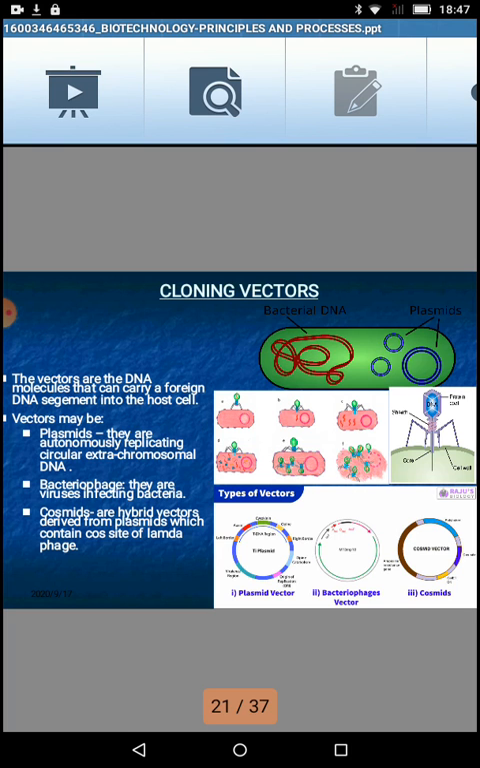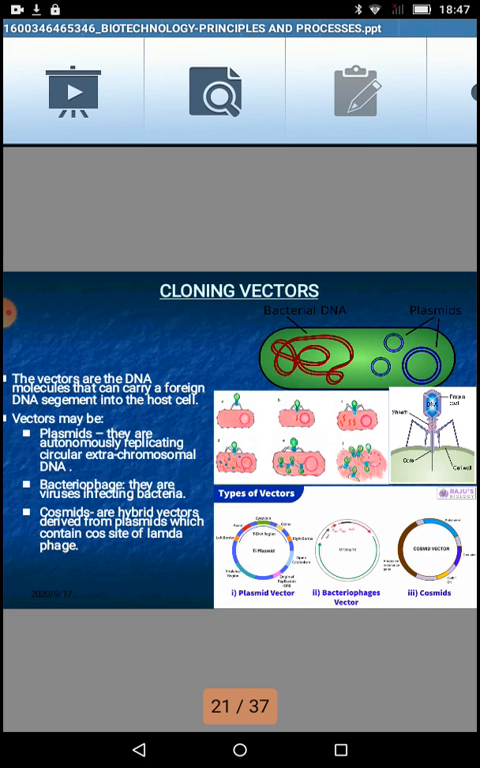Bacteriophages, we all know what they are. They are viruses which infect the bacteria. When the virus infects the bacteria, you can see in the second diagram what it does. It sits on the bacteria, and then the viral DNA is injected inside the bacterial cell, and the DNA of the virus will also replicate along with the DNA of the bacteria.